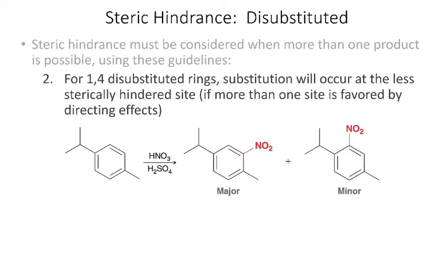All right, now in the case of 1,4 disubstituted rings, substitution will generally occur at the less sterically hindered site if more than one site is favored by directing effects. So in this case, I have two weakly activating groups, and they're both ortho-para directors, and so the isopropyl group is going to try to direct the NO2 to one of these positions. The methyl group is going to try to direct it to one of these two positions. But because the isopropyl group is bigger, there's more steric hindrance at these two sites, and so the NO2 is going to preferentially add to the less sterically hindered site. And so this is going to be our major product, and when it adds next to the isopropyl, that is going to be our minor product.